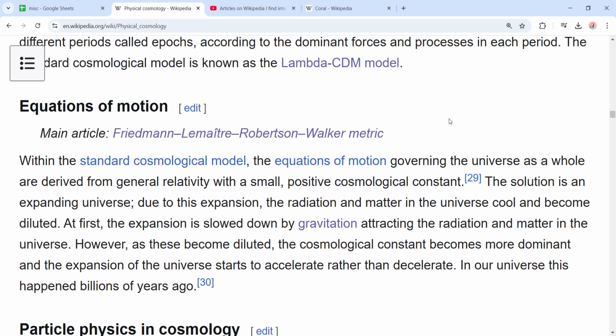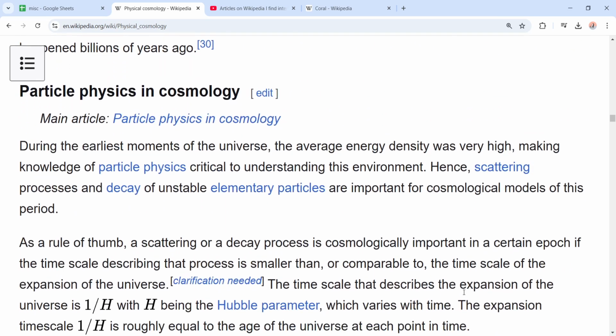Equations of motion. Main article: Friedmann–Lemaître–Robertson–Walker metric. Within the standard cosmological model, the equations of motion governing the universe as a whole are derived from general relativity with a small positive cosmological constant. The solution is an expanding universe. Due to this expansion, the radiation and matter in the universe cool and become diluted. At first, the expansion is slowed down by gravitation attracting the radiation and matter in the universe. However, as these become diluted, the cosmological constant becomes more dominant, and the expansion of the universe starts to accelerate rather than decelerate. In our universe, this happened billions of years ago.